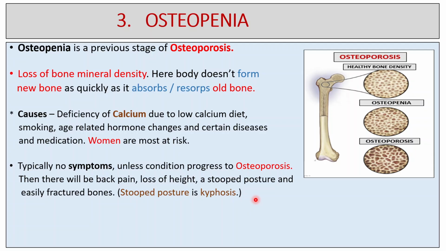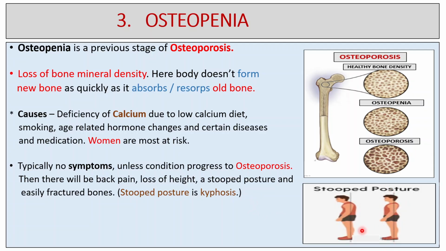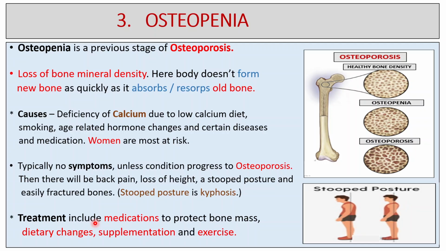Stoop posture is kyphosis, forward bending. This is the normal posture. This is the stoop posture, forward bending of the vertebral column, and a slightly curved back. Treatment is similar for almost all the disorders we are discussing here. Treatment includes medications to protect bone mass, dietary changes, supplementation, and exercise.